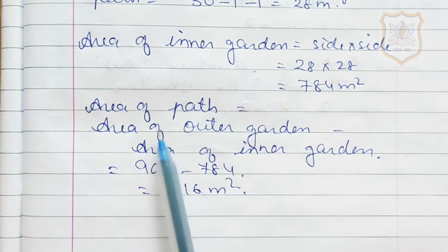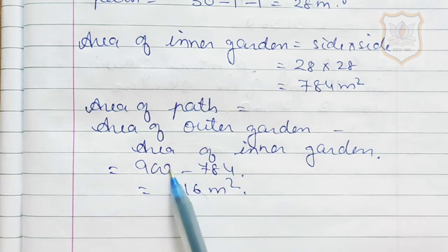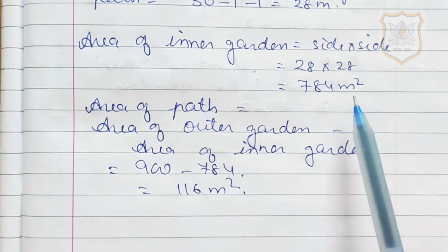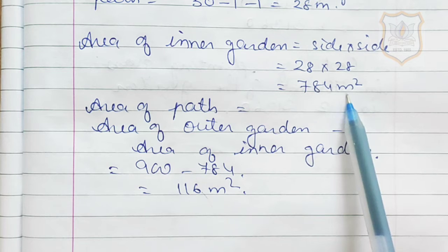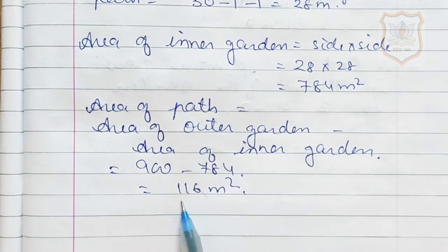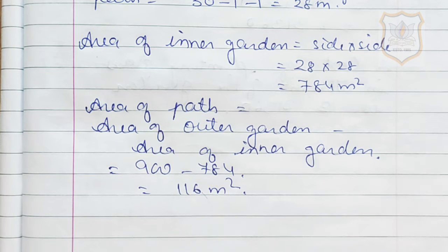Now area of path equals area of outer garden minus area of inner garden. Area of outer garden which we calculated was 900, and area of inner garden which we calculated now is 784. By subtracting 784 from 900, we will get 116 meter square.